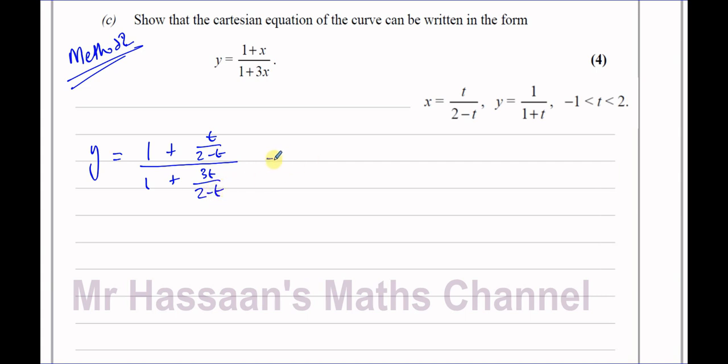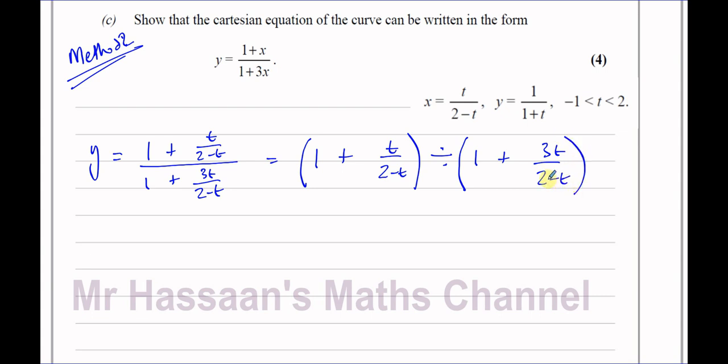Now, to make it less complicated to the eye, I'm going to write this as 1 plus t over 2 minus t, divided by the other denominator, 1 plus 3t over 2 minus t. And hopefully, when we've finished, this will be what we get. We'll get y equals that.